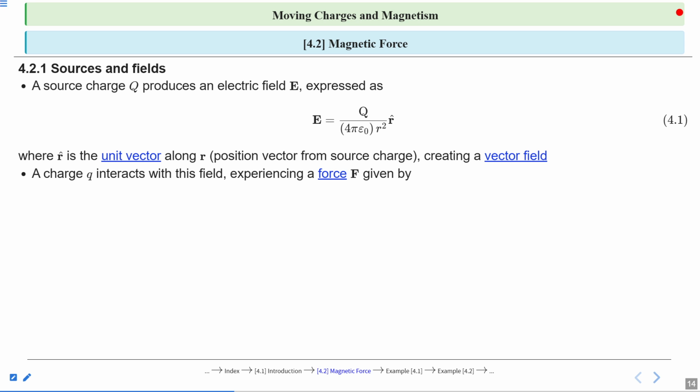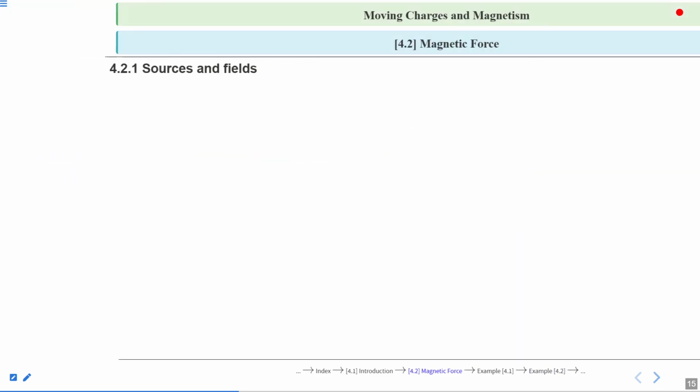A charge small q interacts with this field, experiencing a force F, which is given by F is equal to q into E. So what is E? Capital Q by 4 pi epsilon naught r square. So F is small q capital Q upon 4 pi epsilon naught r square times r cap, because the direction of force is the same as the electric field. Mark it as 4.2.